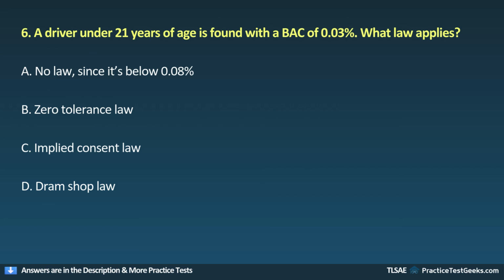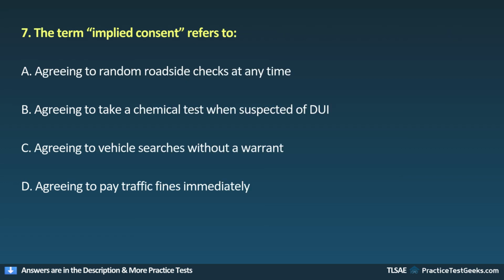6. A driver under 21 years of age is found with a BAC of 0.03%. What law applies? A. No law since it's below 0.08%. B. Zero tolerance law. C. Implied consent law. D. Dram shop law.